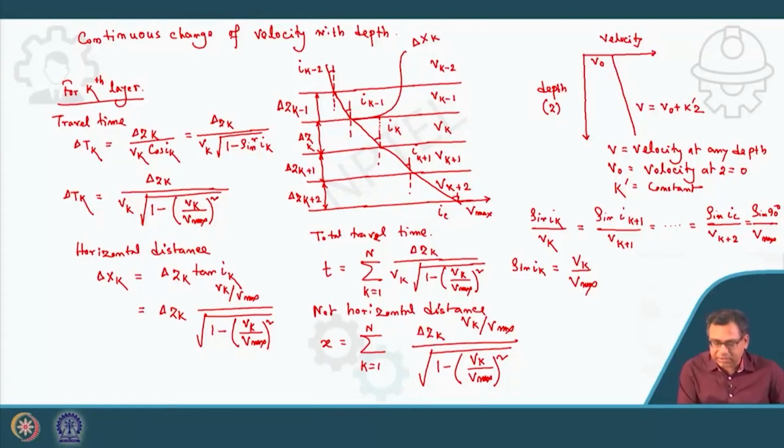Okay, so now if I continue that case, the continuous change of velocity with depth, I have derived the total travel time t that the wave travels from the top to the bottom, or to the maximum depth where the maximum velocity is attained or achieved. The net horizontal distance has already been calculated. Now we will start from here.